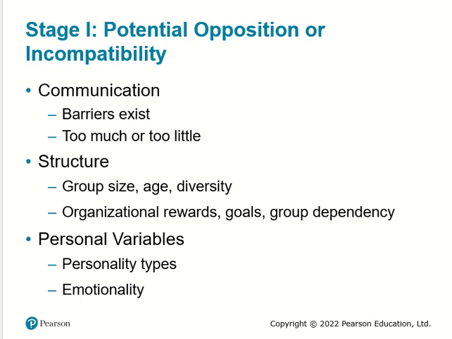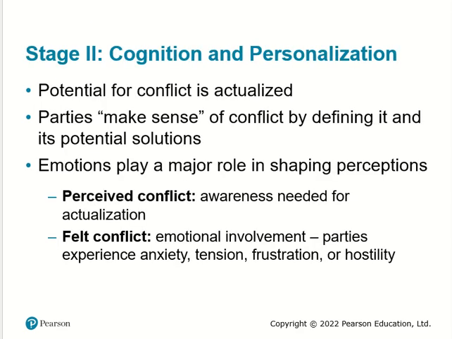So this slide actually explains the details of whatever I have discussed throughout the figure that I shared earlier. So you can see here, it also provides examples of communication. So what are the issues that may exist in communication? What about the group structure or the personal variables that have the potential to lead to the existence of conflict? Then the same goes for this slide. On stage 2, cognitions and personalization, you may refer to it when you want to understand more about this stage.